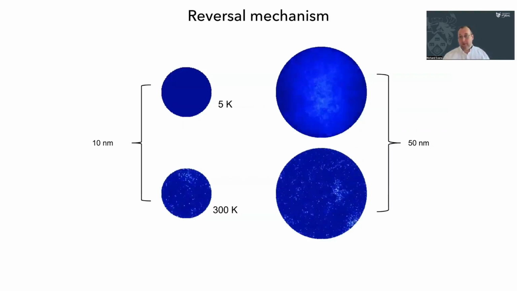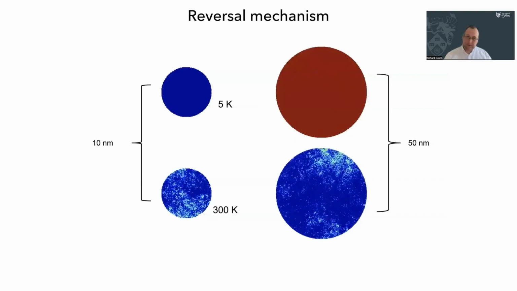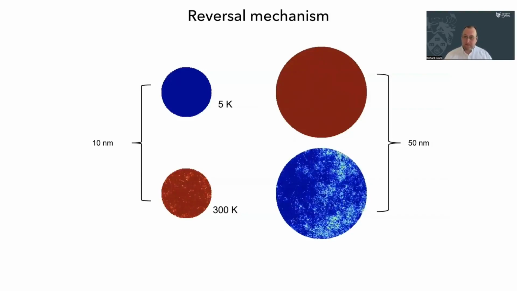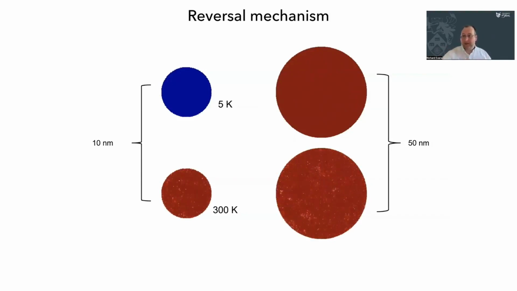You can see immediately there's fluctuations in the 300 Kelvin devices, but also that the reversal mechanisms are different. Here the device tends to switch by a nucleation and propagation mechanism at a higher temperature, whereas at low temperatures, the reversal is more or less coherent for the small devices.